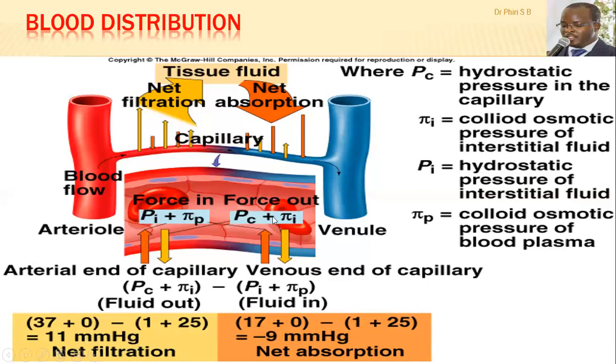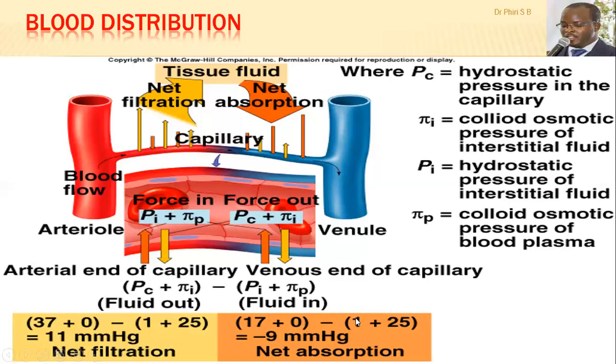But when you move to the venous end of the capillary, you will find that you have less hydrostatic pressure here. The hydrostatic pressure here is about 17. Then the oncotic pressure, as you are moving towards the venous end, is going to increase so much. You can see here that the hydrostatic pressure has reduced, but the oncotic pressure within the interstitial is still 0 because you don't have much of the proteins.